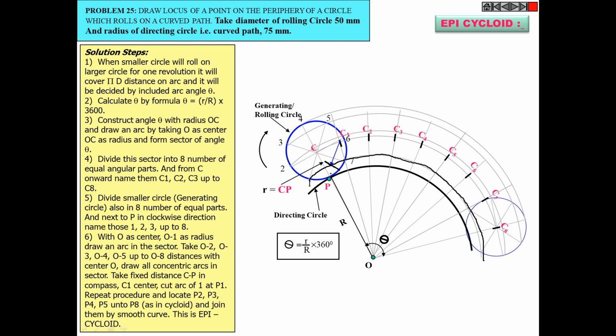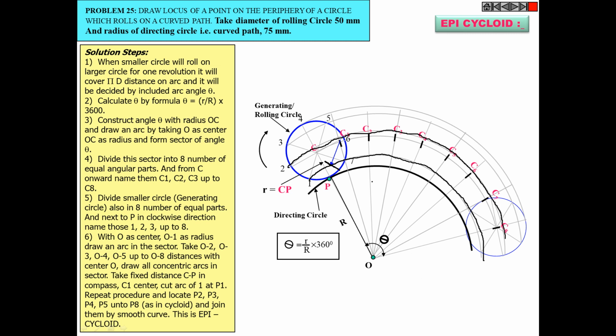Now next I have to represent the third locus point, that is P2, corresponding to center point C2. The length of the compass is fixed, that is CP. So keep that leg length on C2. Since you are talking about C suffix 2, identify the second point from your rolling circle. This is the second locus line, the second arc line passing through that point C2.